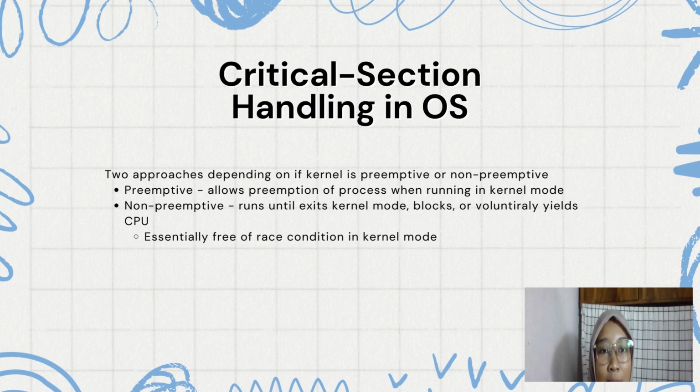The next one, critical section handling in the OS. There are two approaches depending on whether the kernel is preemptive or non-preemptive. A preemptive kernel allows preemption of a process when running in kernel mode, and a non-preemptive kernel runs until it exits kernel mode, blocks, or voluntarily yields the CPU, essentially free of race conditions in kernel mode.